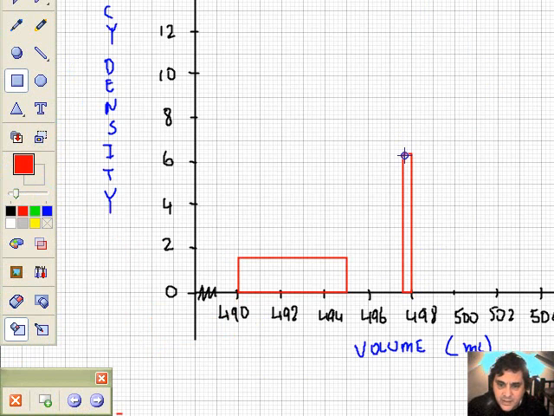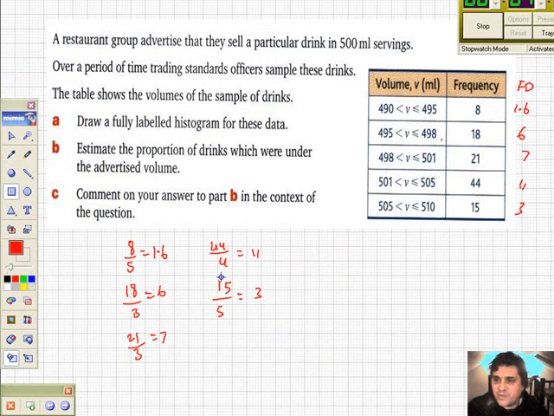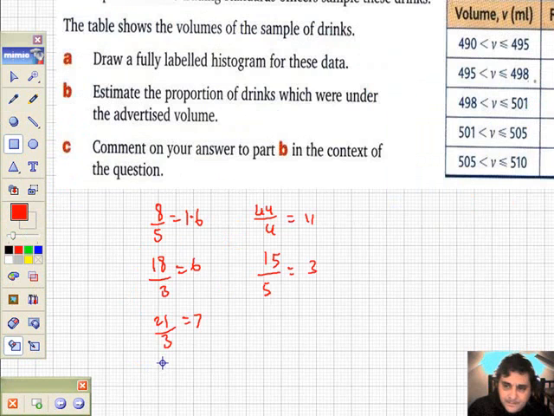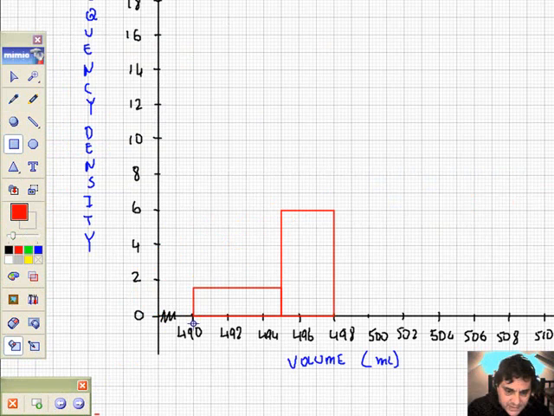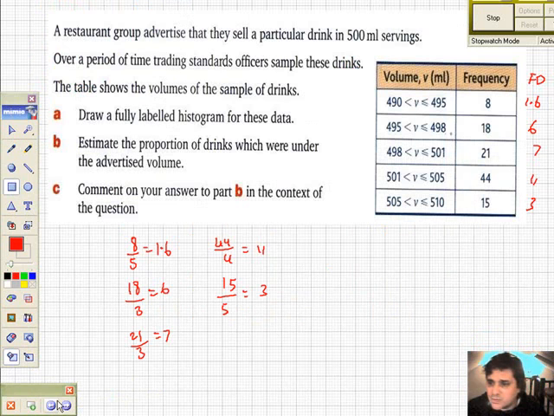So that's there. Frequency density is 6. It joins it just there. Next one we've got 498 to 501, so that's a width of 3 and a height or FD of 7. 501, height 7. There, so 6, 7. I'm quite disappointed with this scale, really. Don't do the same, that's naughty.